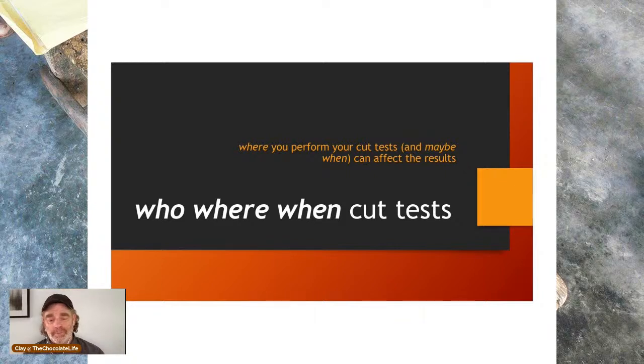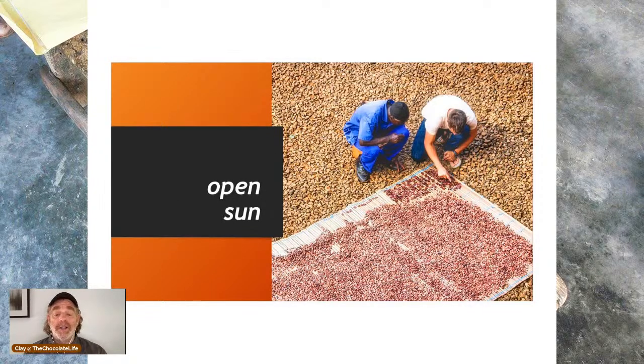The who, where, and when of cut tests is a really, really interesting topic. So who performs the cut test, where the cut test is performed, and when, the time of day the cut test is performed, all have an effect on the results of the cut test. Because remember, this is a visual observation. You're looking at these things, right? And what does that mean?